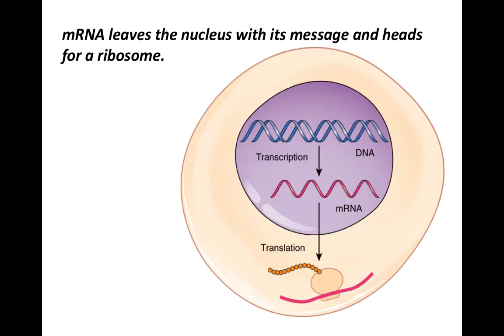The mRNA can then leave the nucleus. It has all the information that it needs, and then it goes to the ribosome. And if you forgot, the ribosome is where we're going to make proteins, because that's its job. But as of right now, we're just talking about how we make mRNA.